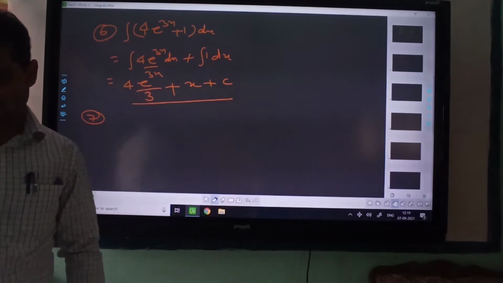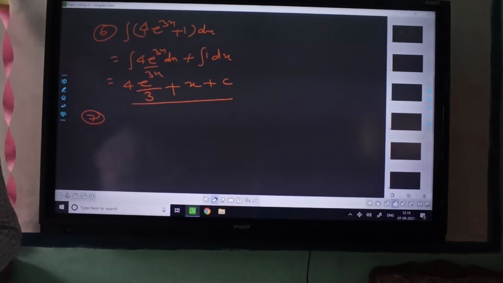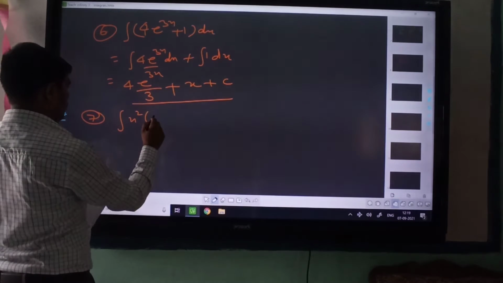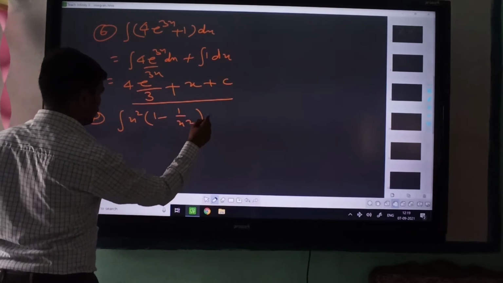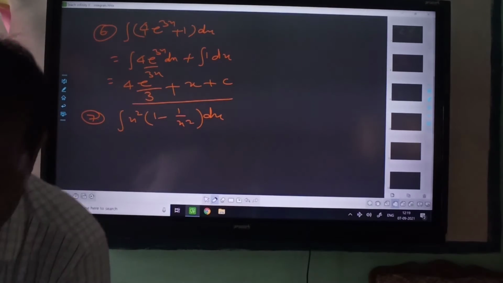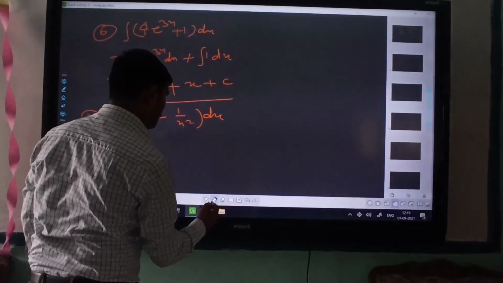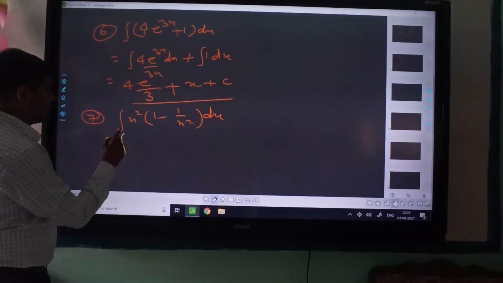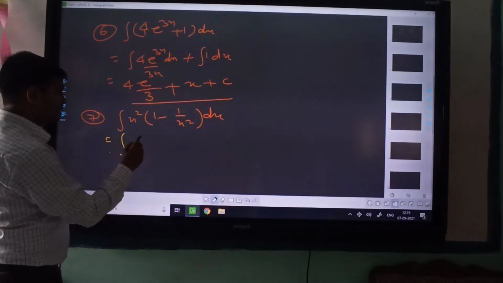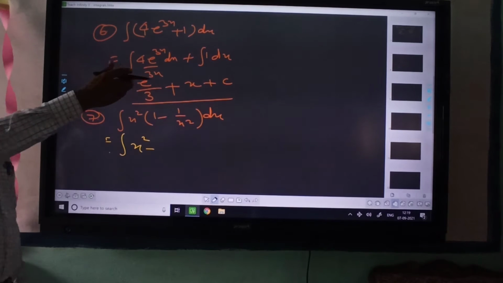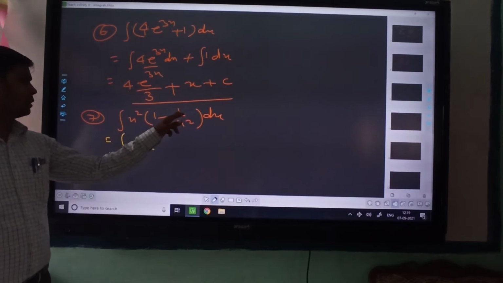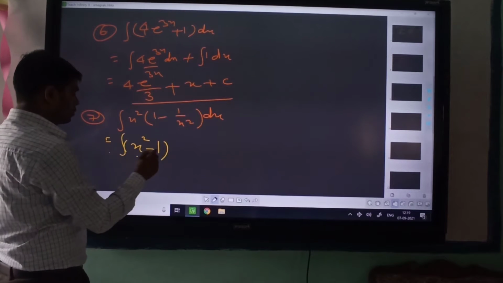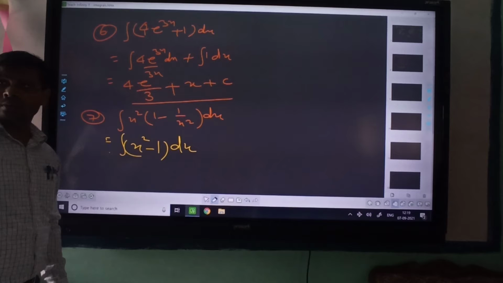So next question, we are taking one more question, that is integration of x square into (1 minus 1 upon x square) dx. So how can we solve this question? That is very simple. You should multiply inside the bracket. This means x square into 1 gives us x square, minus. When you multiply x square with this term, x square over x square gives us 1. Is it okay? Is it clear to all of you?